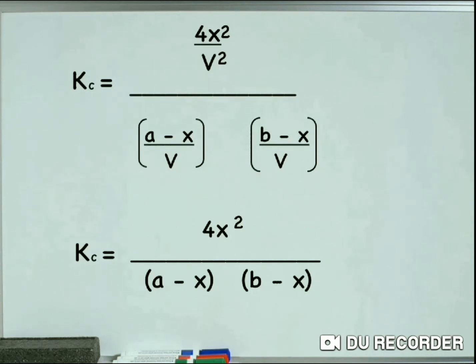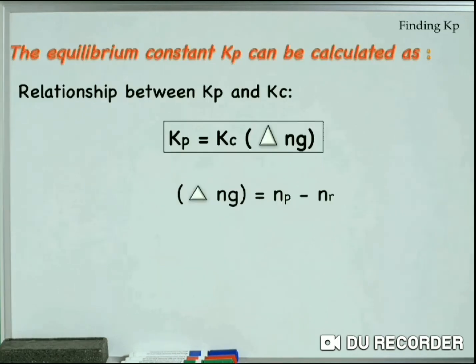Now let us find the value of Kp. The equilibrium constant Kp can be found using the relationship between Kp and Kc. The relationship is Kp equals Kc into (RT) to the power delta ng. We have to find the value of delta ng. It is np minus nr, that is, number of moles in product minus number of moles in reactant.